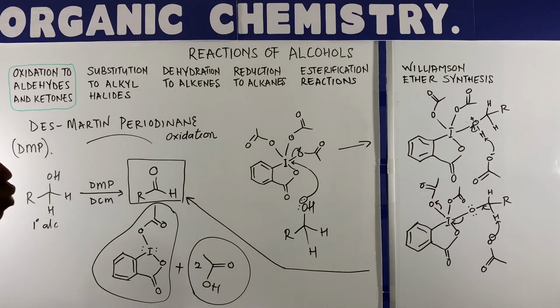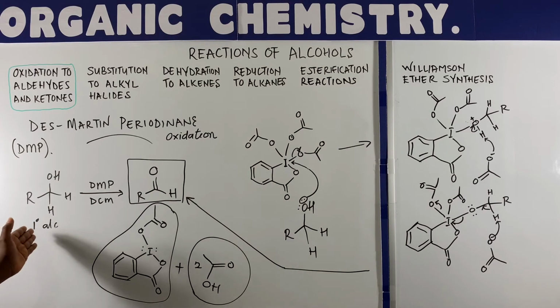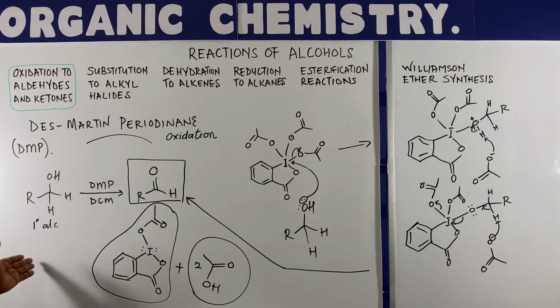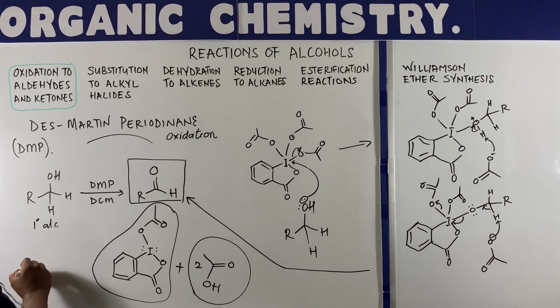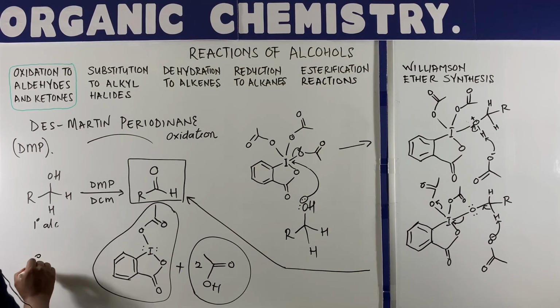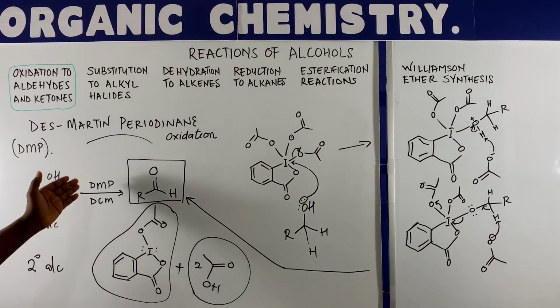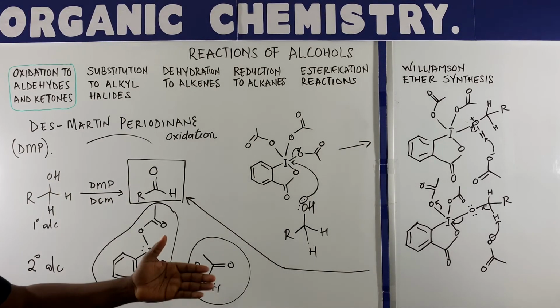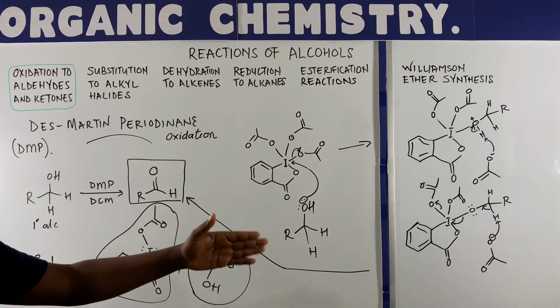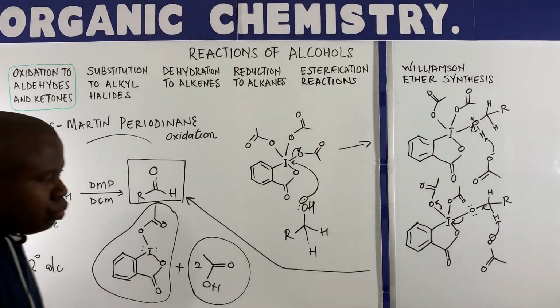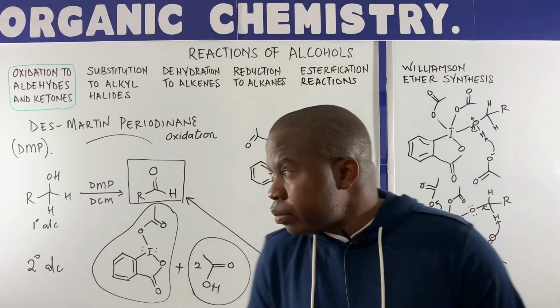So basically, when we do the oxidation reaction of the primary alcohol using DMP, we're going to get an aldehyde. And if we do oxidation of a secondary alcohol using DMP also, the reaction is going to go through the same mechanism, and we're going to get a ketone. And that is how that reaction works.